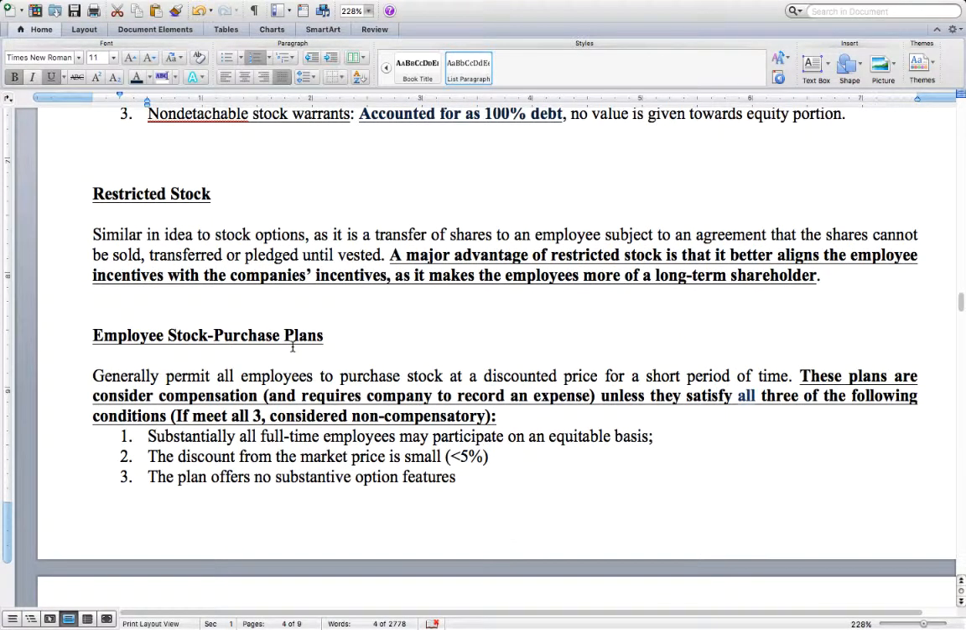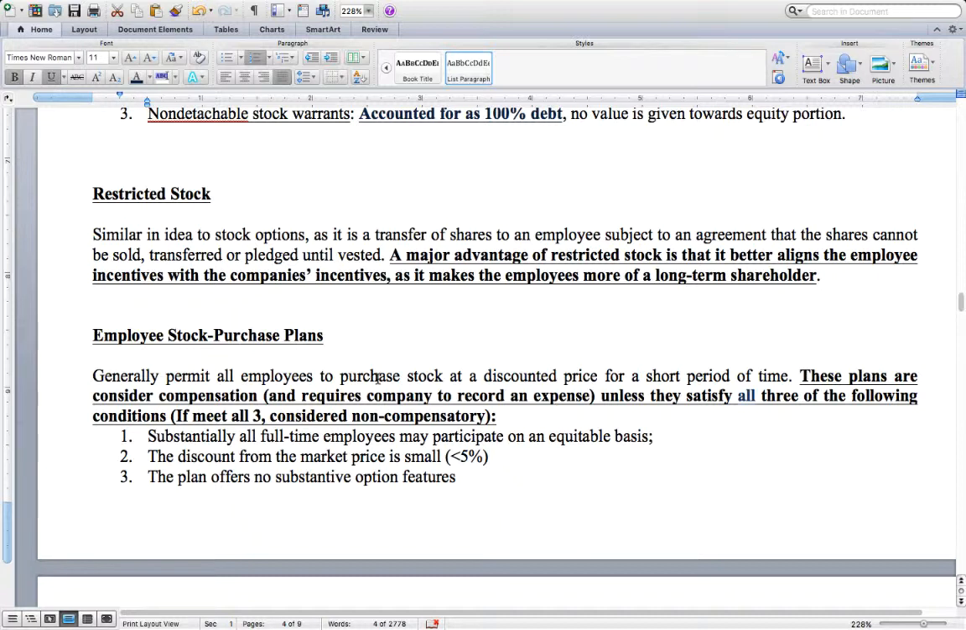Employee stock purchase plans. These are stock purchase plans that generally allow all of the employees at a company to buy stock at a discounted price for a shorter period of time. The key thing with employee stock purchase plans is whether or not they are regarded as compensation for the employees or non-compensation for the employees.